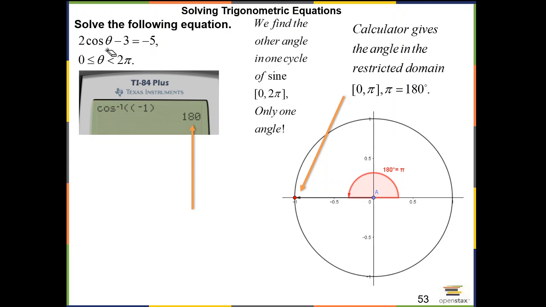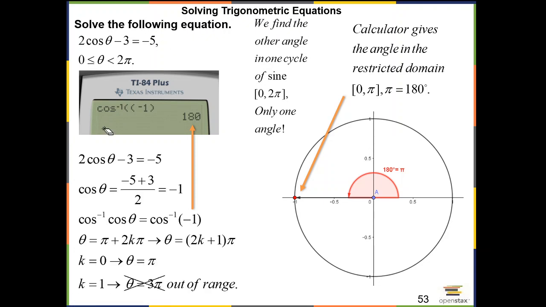Just solve 2 cosine theta minus 3 equals negative 5. And in this case, we are given a range of theta that we are only interested in solutions in this range, from 0 to 2 pi, not including 2 pi. Okay, well, we can find all solutions and then pick the k that gives us the solutions that stay in this interval. So we are going to isolate cosine again. We get cosine is negative 1.